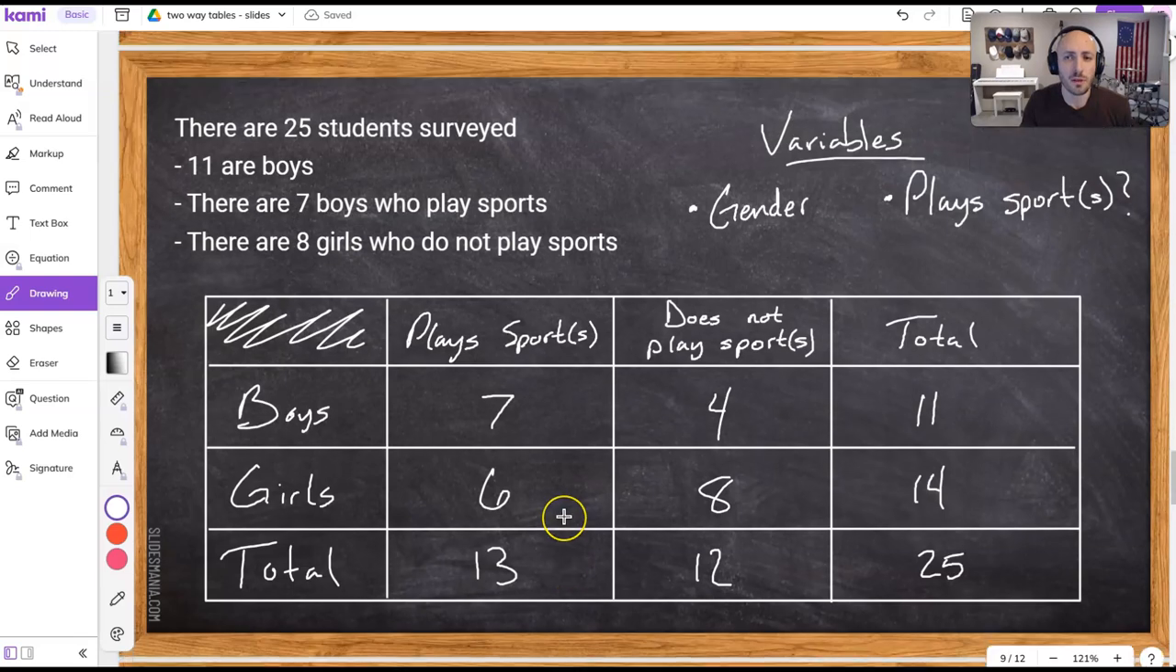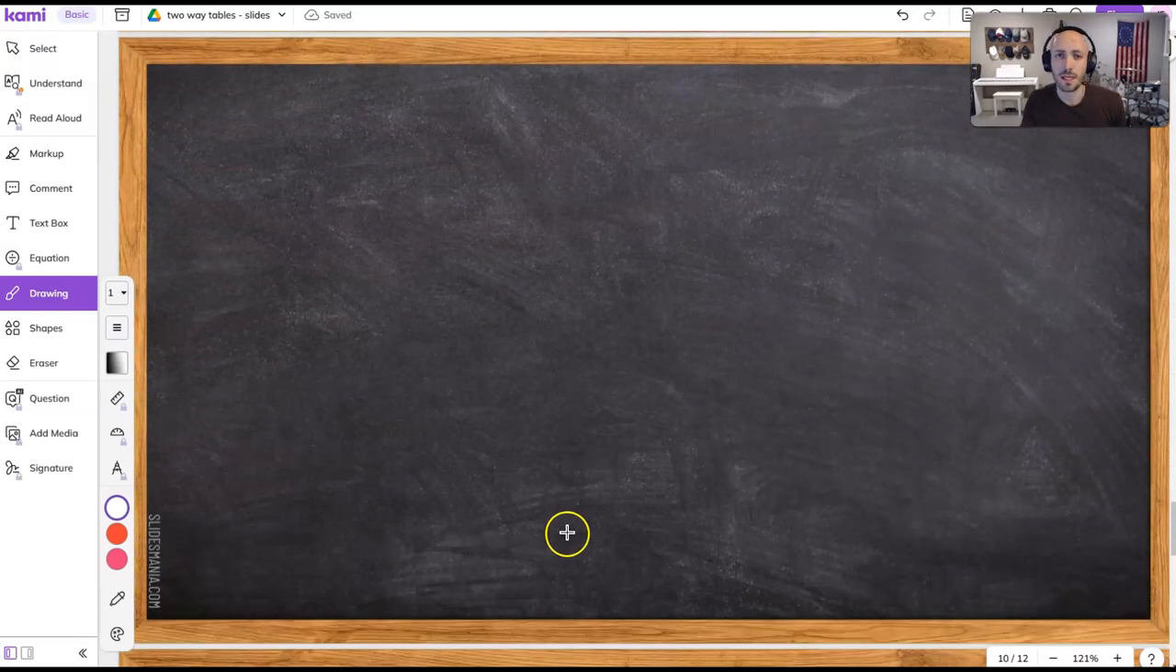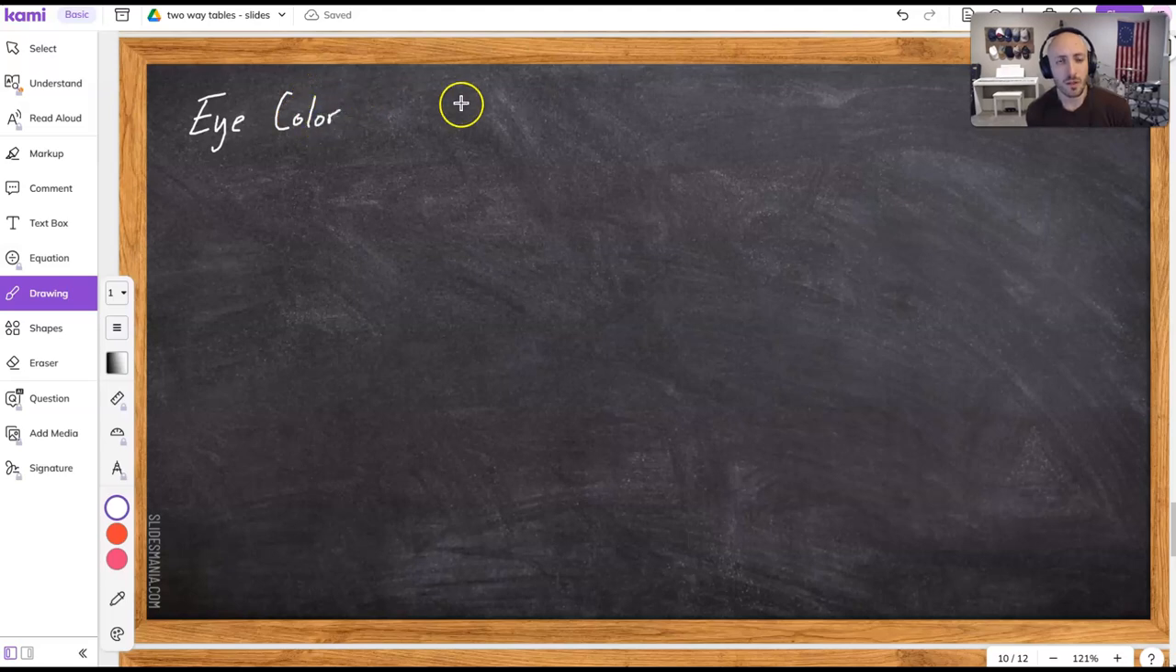Okay, the last thing I want to show here, we'll wrap this up pretty quick, is that two-way tables, although they show 2 variables, there can be more than 2 outcomes for those variables. So for example, let's look at eye color. If I were to make a two-way table of, let's say, middle school grade level and eye color, so those are my variables here.